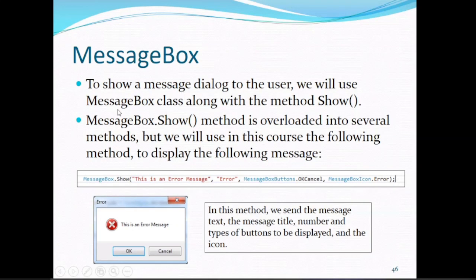Message box: to show a message dialog to the user, we will use the MessageBox class along with the Show method. For example, when we type a password and you have entered the wrong password, a message comes, right? That is called a message box. This is one example of a message box. This is an error message. If the user does something wrong, it will pop up a message.